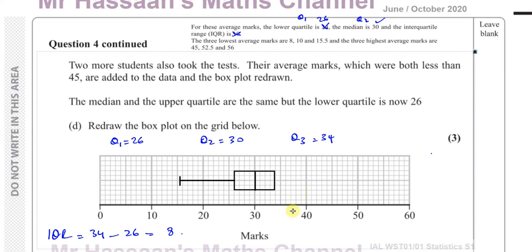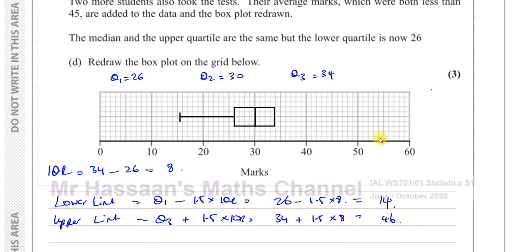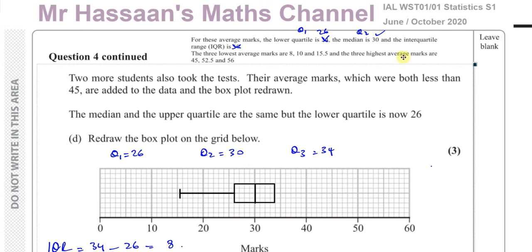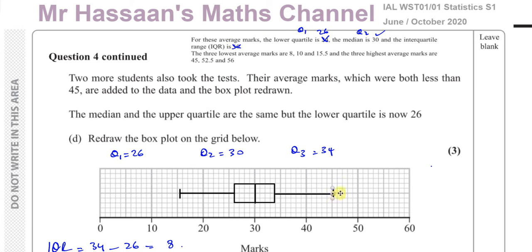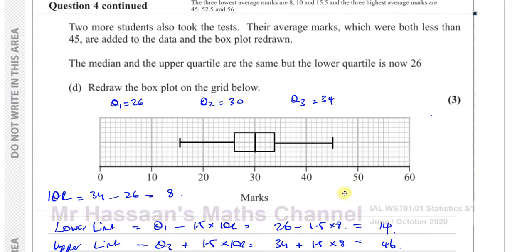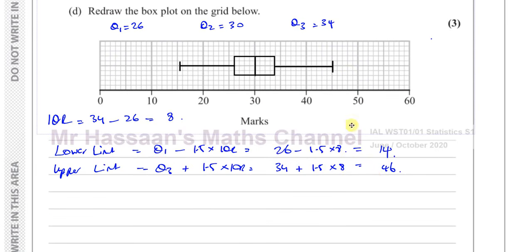And the upper limit is now 46. So let's see what values we have. The 3 highest are 45. So 45 is still the highest value within our limit. So that's going to be up to there. Let me make that thinner, and a bit more accurate. So there we have our box and whisker plot, now with these new limits.